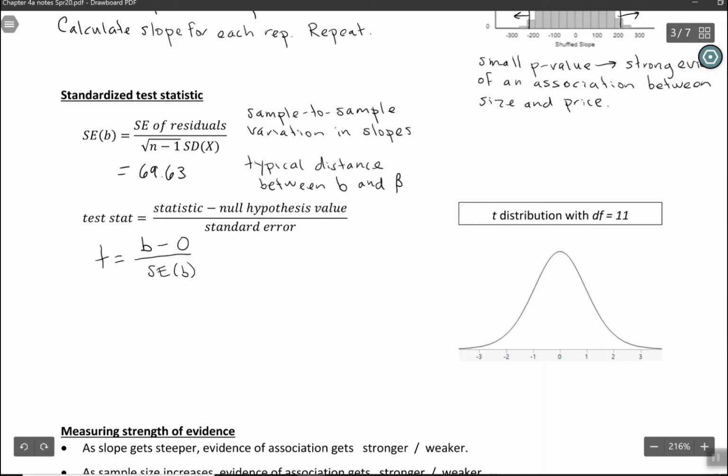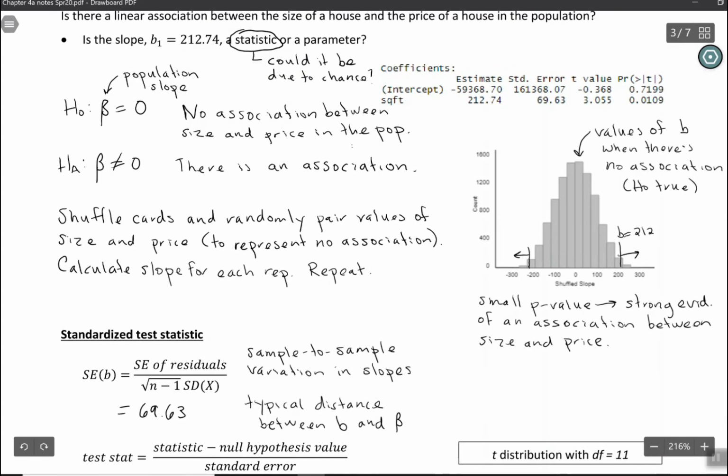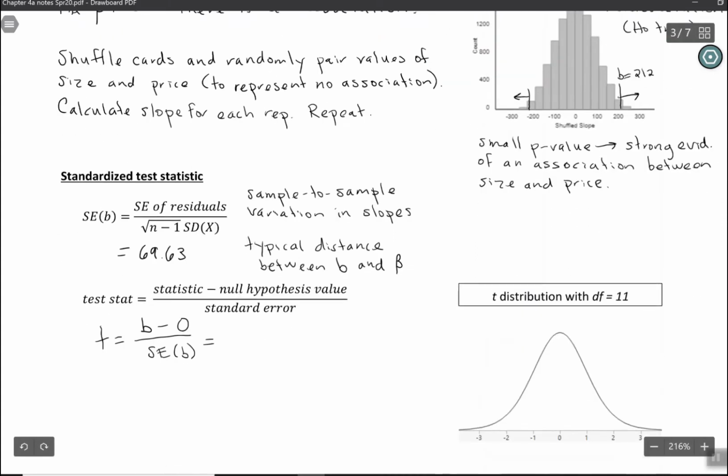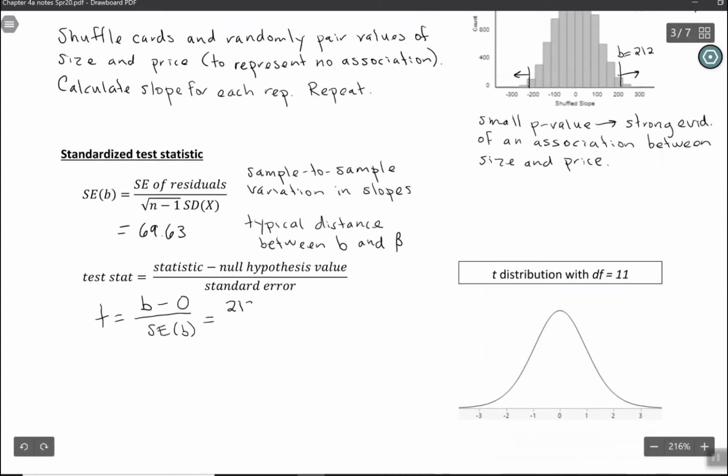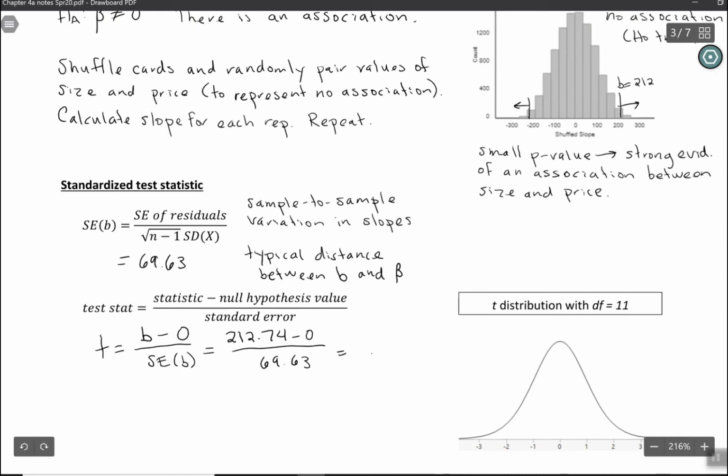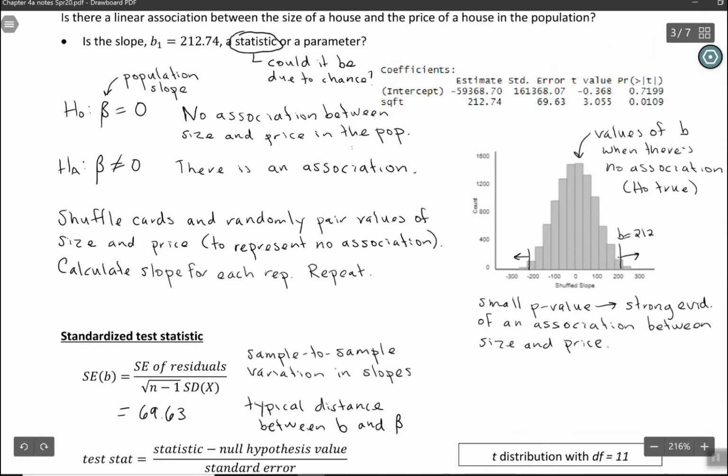If I were to plug into this, I can take my slope from up here in the output, 212.74, minus 0, obviously that doesn't do anything, and then divide by 69.63. So I get a test statistic of 3.055, and you can see that number is up there in the output too.